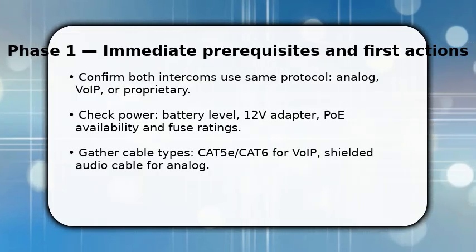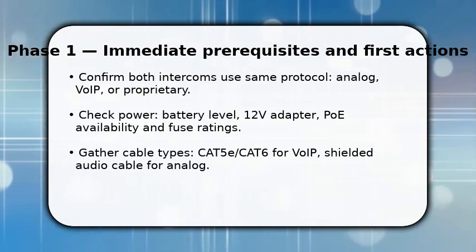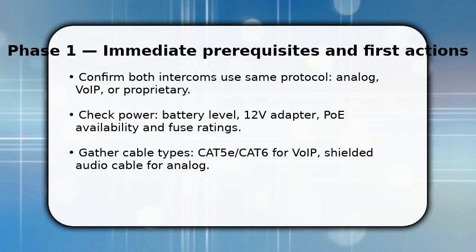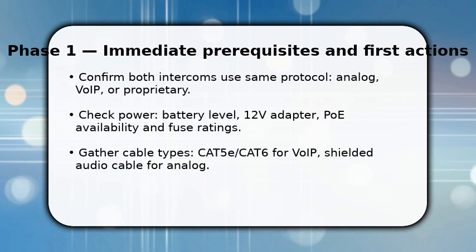You start by confirming compatibility. Analog versus VoIP matters because wiring and settings differ. Once done, power both units and inspect connectors. A weak power source causes noise or dropouts.